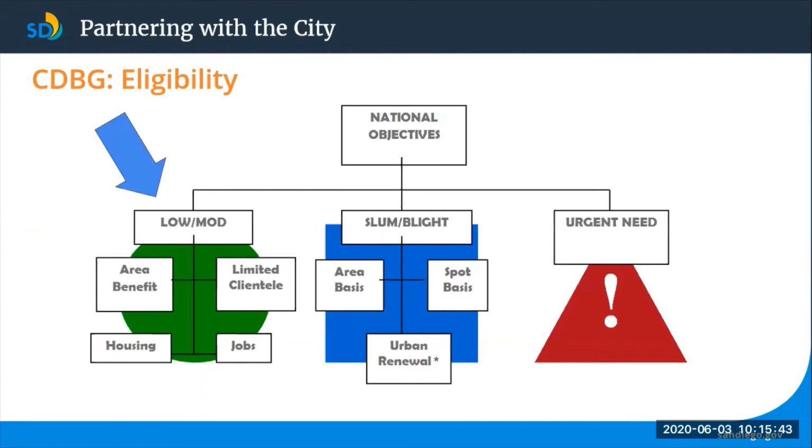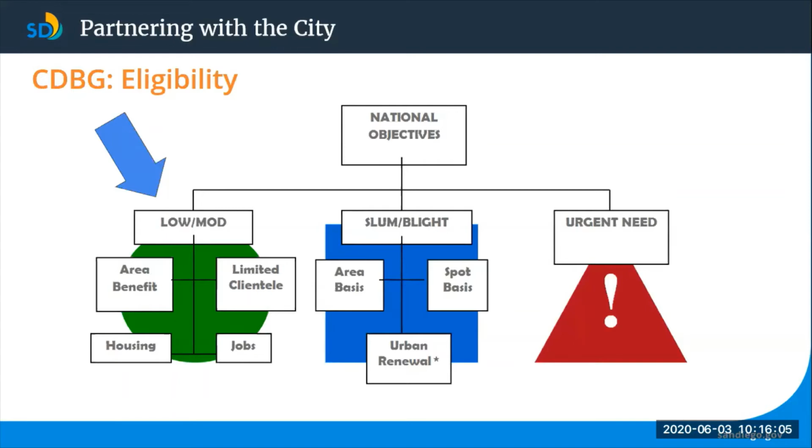There's also slum and blight. That has its roots in the urban renewal program that was blended with the community development block grant program back in 1974. And it really focuses on improving or removing blighted properties and making infrastructure investments.